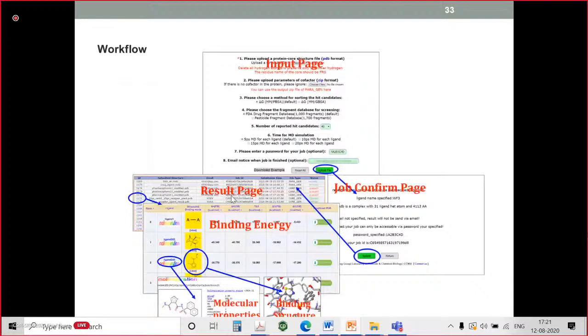Not only this, it gives you the idea about the synthetic feasibility. So whatever fragments are connected by this program to give you the lead molecule, whether that lead molecule is feasible to synthesize or not, it will use the retrosynthetic analysis, and based on that, give the possibility of the synthetic event.